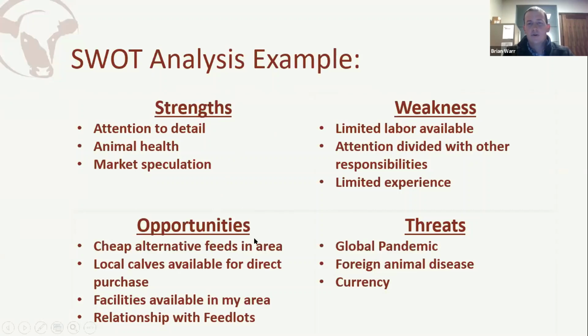This bottom row, opportunities and threats, these are things that are more external to your operation. So opportunities for your area, it might be that you have cheap alternative feeds. You might have local calves available for purchase. Maybe you have feedlots in the area that are looking to purchase backgrounding calves, and you can create an alliance or a partnership there. Threats, now we always list global pandemic or foreign animal diseases.